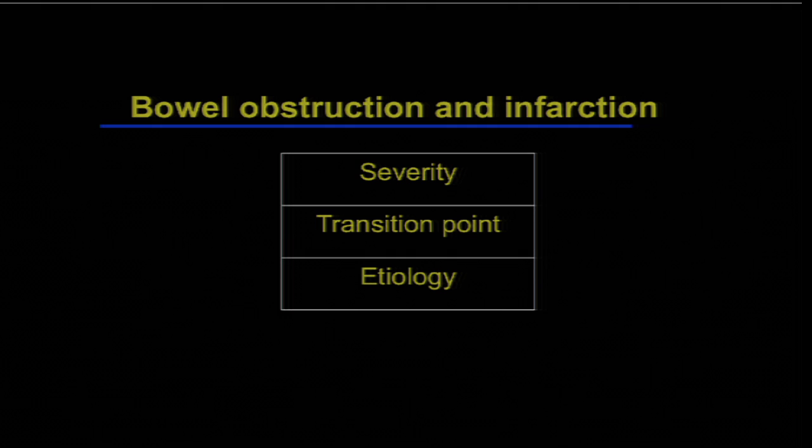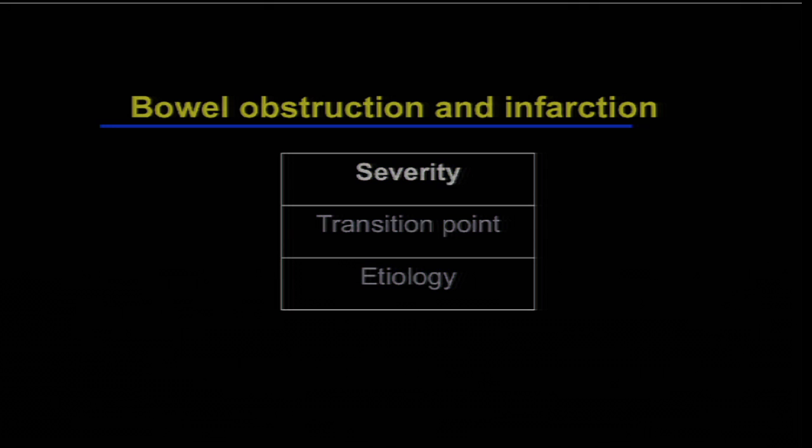Whenever we evaluate a patient with possible bowel disease, these are the 3 points I'd like to address. First of all, how sick does the bowel look? And there are certain CT findings in particular that we can use to evaluate the severity of disease. Second point, we'll look at the transition point if we have a bowel obstruction. And only after we find a transition point can we really have confidence in determining what the etiology of the bowel disease is. I think the most important point is to look for the severity.